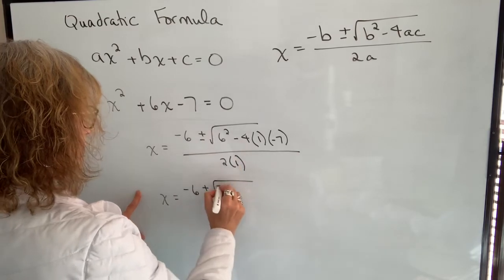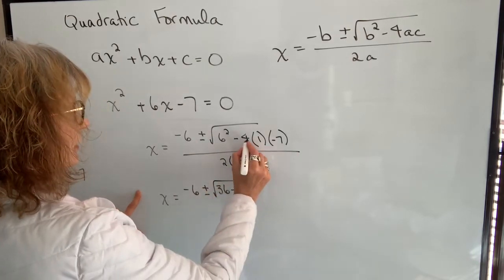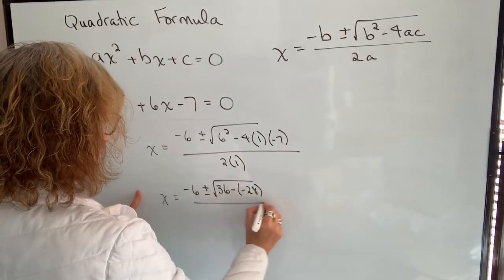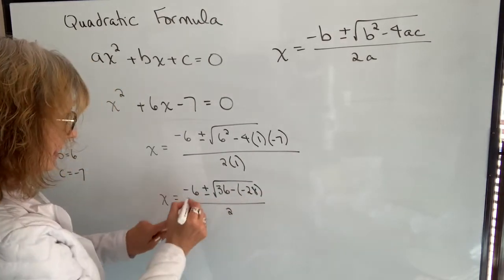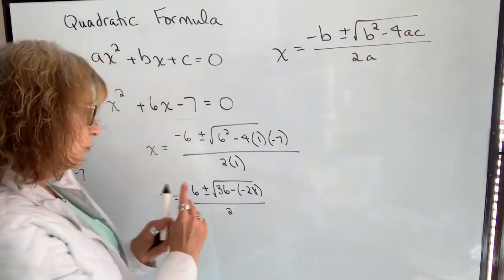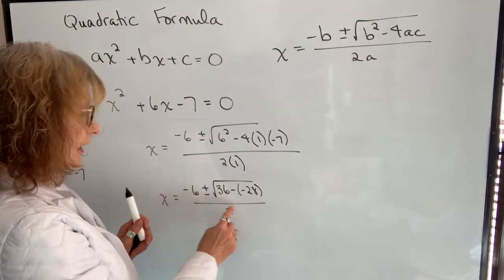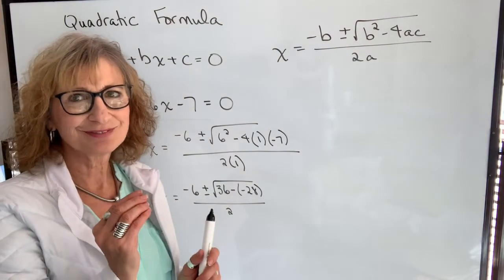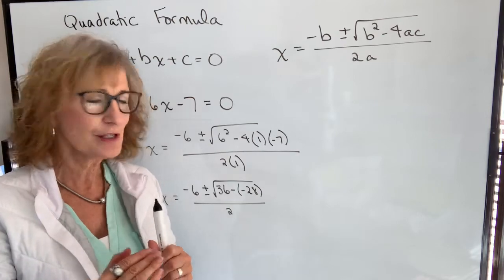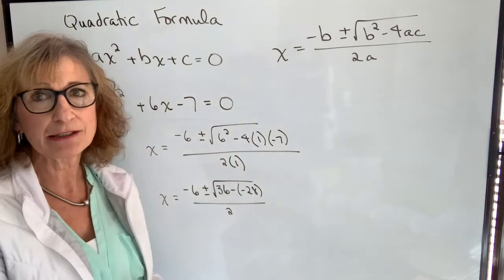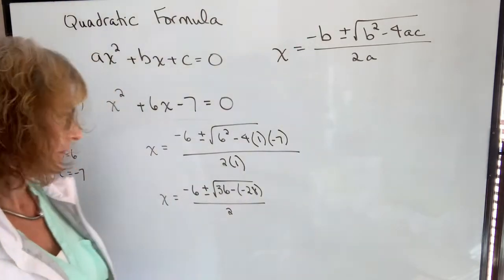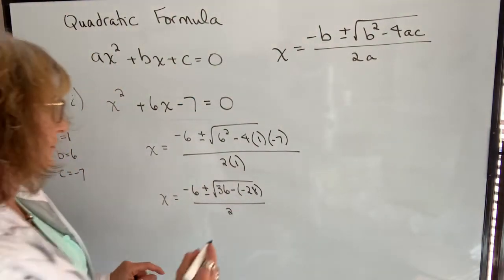So 6 squared is 36, minus 4 times negative 7 is negative 28, over 2. And don't be canceling. I've talked about it in other videos. When you have terms, you cannot cancel them. That's a very common mistake, but avoid it. You can only cancel factors, which means that they have to be multiplied. This is being added or subtracted. You cannot cancel. We can continue simplifying.